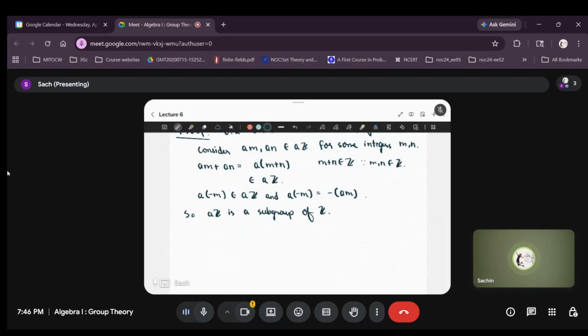So you take an integer and take all its multiples. That is the subgroup generated by that integer. And as we saw, the set generated by an element of a group is a subgroup. So the set of all multiples of A is a subgroup for any integer A.